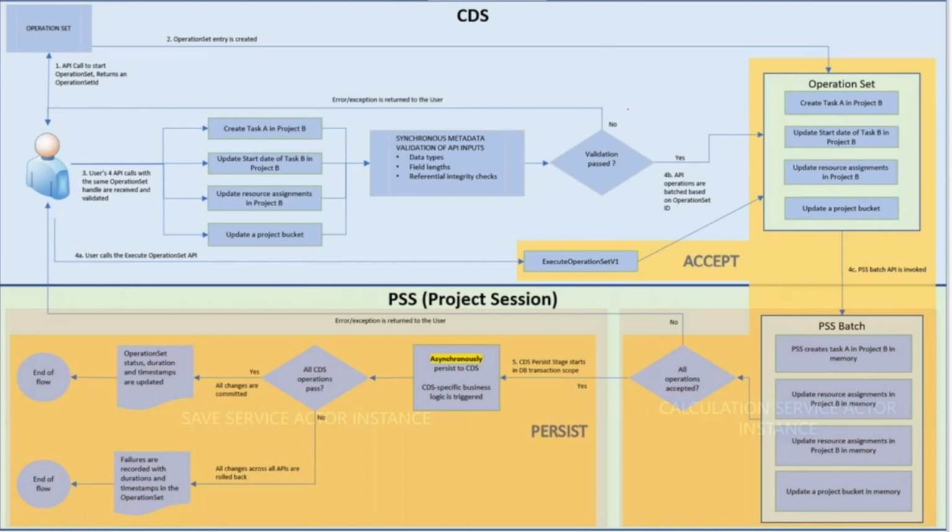And if one of those requests would fail, basically that service will roll back the complete operation set and will mark the status of the operation set as not okay. If everything goes fine, we will be executing everything. We will be saving the changes to our dataverse, and our operation set will get a status okay.